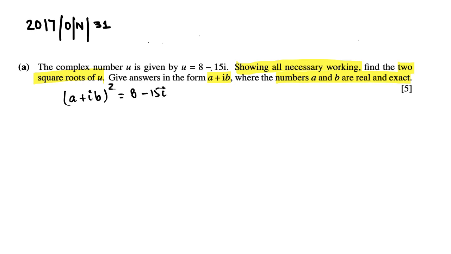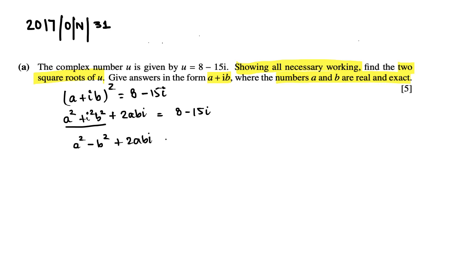Because if the square root of this number is a plus ib, then the square of this number should be equal to this. Now this is the simple algebra formula, that is (a plus b) whole square, which can be written as a square plus i square b square plus 2 times abi equals 8 minus 15i. Further I can simplify this and write it as a square minus b square plus 2abi equals 8 minus 15i.